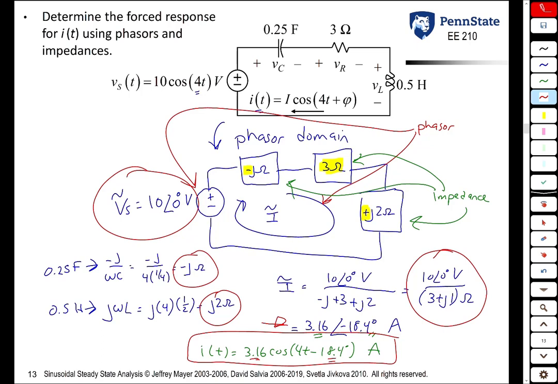Now that we did the simple example, let's talk about impedances in more detail and see where we come up with these two expressions here, and then we'll do additional problems.